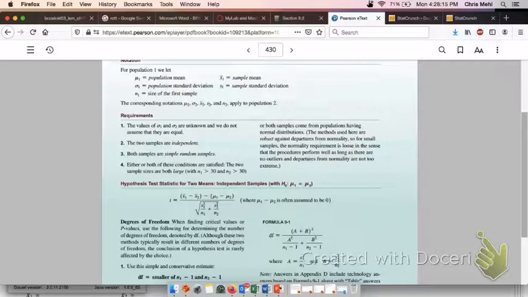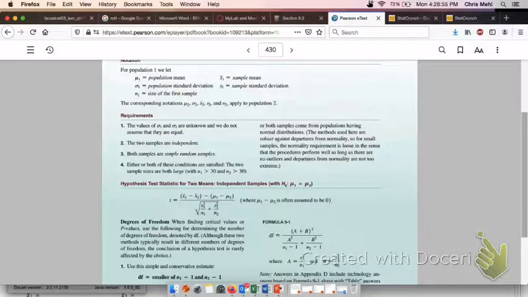So the requirements are the values of sigma 1 and sigma 2 are unknown, and we do not assume that they are equal. Okay, so we don't know what they are. So we don't know the population means or standard deviations, right? This whole thing is, first of all, we don't know mu sub 1 or mu sub 2. We're doing a hypothesis test to infer something about the two population means. Okay, but we're not making any inferences about the population standard deviations. We're just going to assume that they're unknown, and we also assume that they are not equal. Or we don't assume that they're equal. Maybe they are, maybe they aren't.